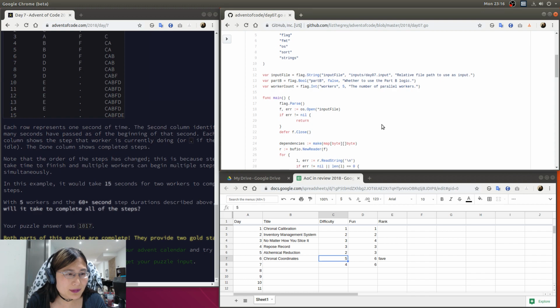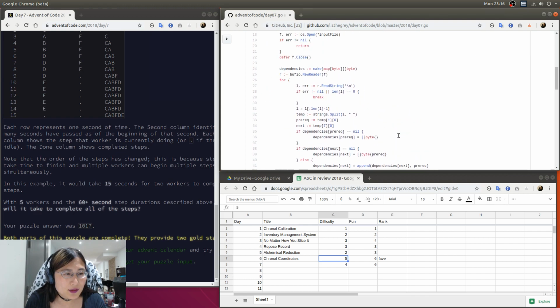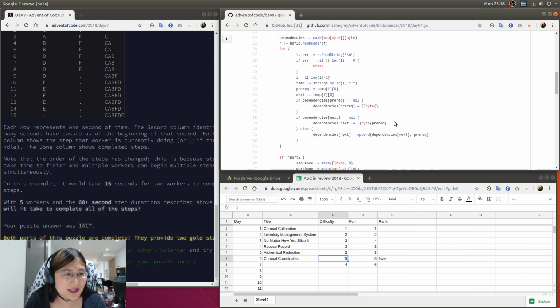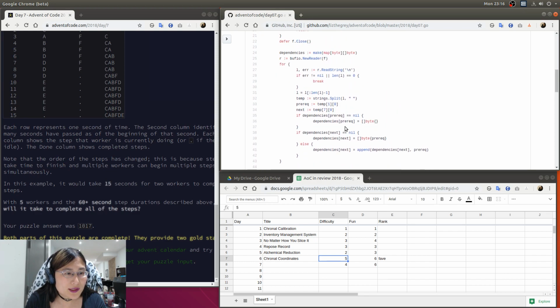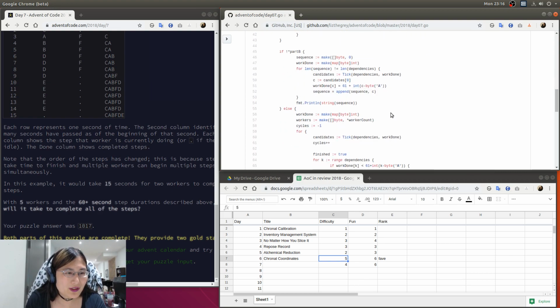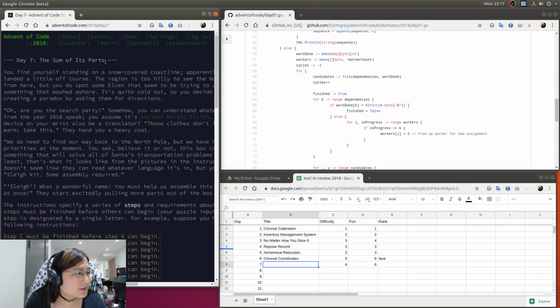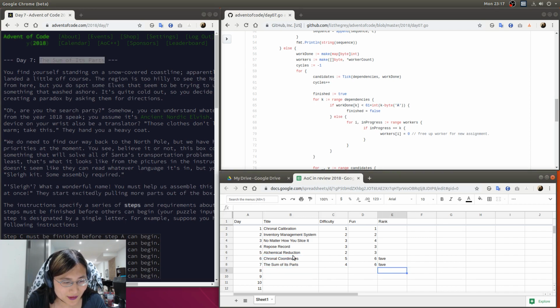And a lot of the fun was basically saying, okay, how are we going to encode the dependencies? And the way that I encoded the dependencies, given that each one was a letter, was I just literally said, look, the dependencies are a map from bytes to lists of bytes. And that way you can figure out, okay, what do I have to finish before I do everything else? So, that was day number 7. That one, again, was one of my faves.